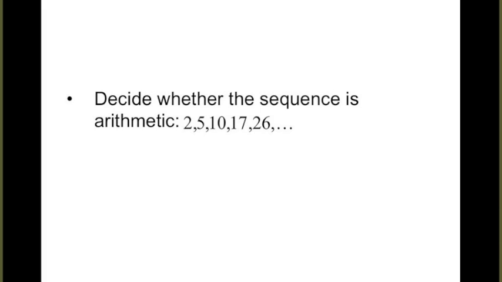So to decide if this is arithmetic, we're going to look at the differences. I add 3. I add 5. I already know this is not arithmetic because we have to do the same thing every time. If we continue, we get 7, 9. There's a pattern to what we're adding, but for it to be arithmetic, we must be adding exactly the same thing every time. So this is not an arithmetic sequence.